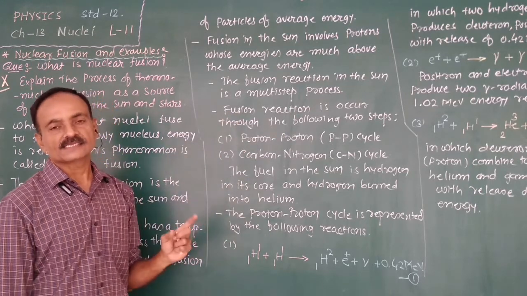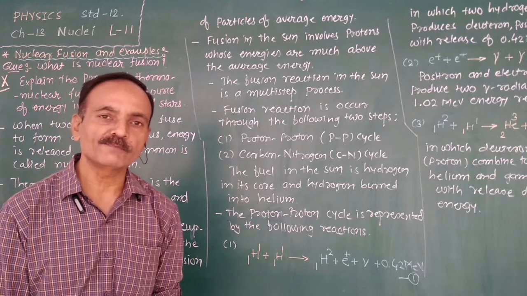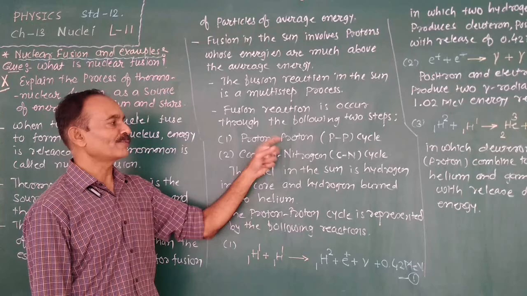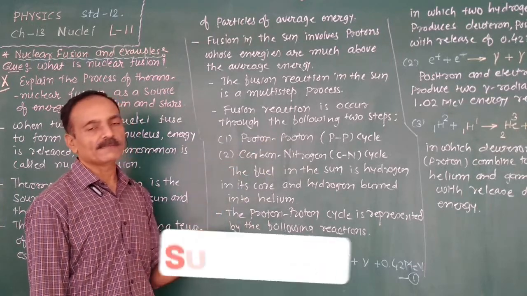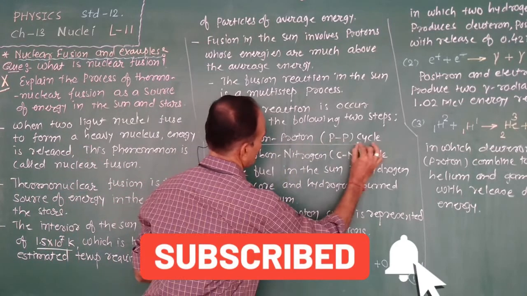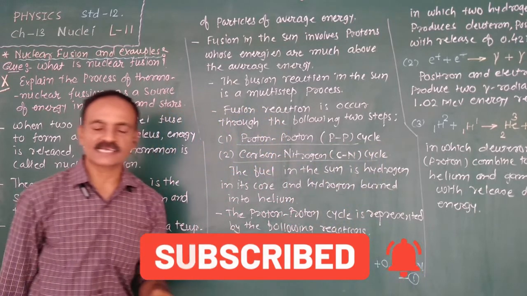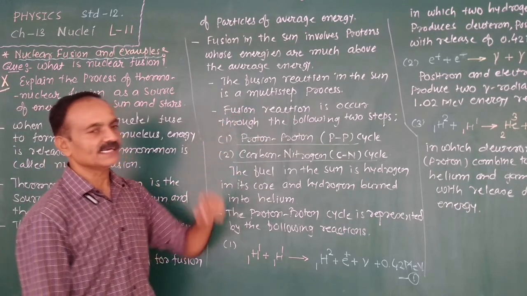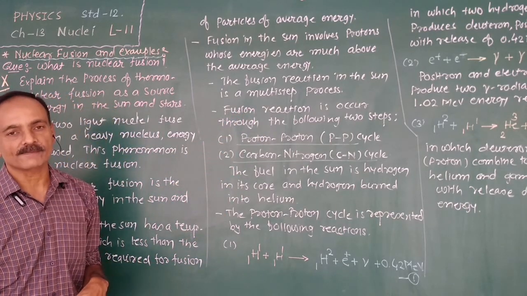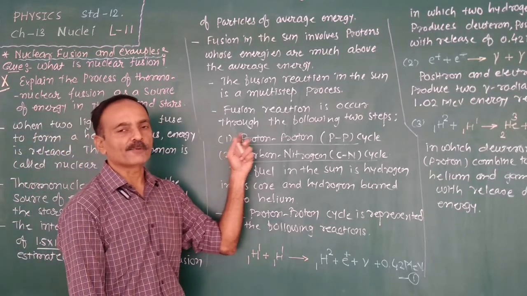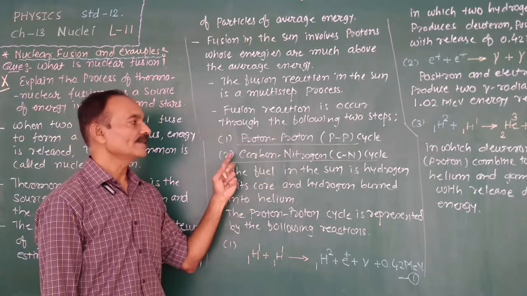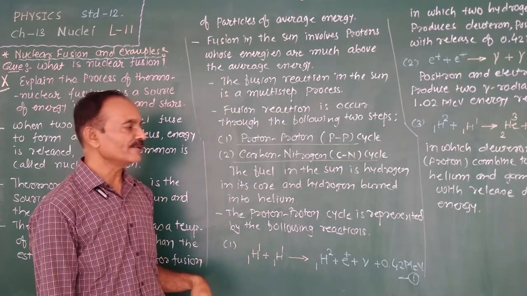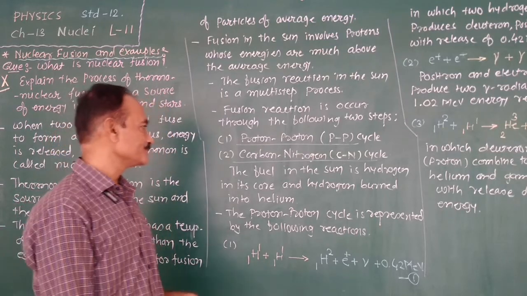So we believe that the thermonuclear fusion process taking place inside the sun or the star is of two kinds: either the proton cycle or the carbon-nitrogen cycle. One is the proton cycle and the second is the carbon-nitrogen cycle. Again, the fusion reaction occurs through the following two steps. One is the proton cycle, the second is the carbon-nitrogen cycle, denoted as the CN cycle.